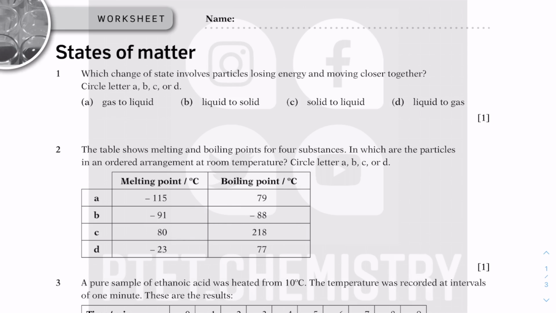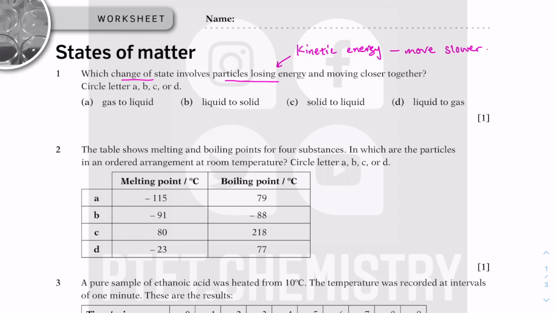In this video, I will go through this worksheet on states of matter. So this first question is a very straightforward question. It's asking which change of state involves particles losing energy. The type of energy that we are talking about being lost would refer to kinetic energy. The less kinetic energy you have, the slower you move. So this is all to do with kinetic particle theory.